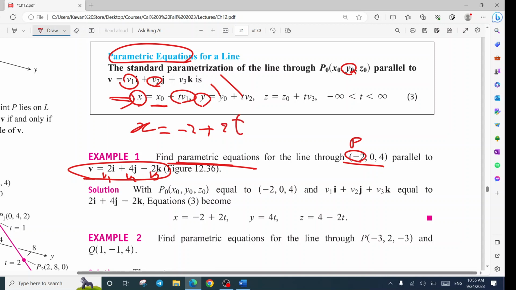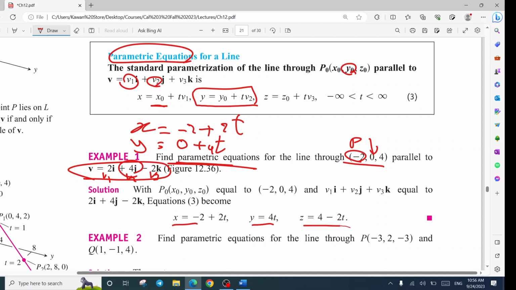How about y? Look, I say y equal to y naught, where's y naught? y naught is 0, plus T, here's T. Where's V2? V2 is 4, so I'm going to write 4 like that. So I'll get 4T. You got it? Clear? Good. So here's x, here's y, here's z.